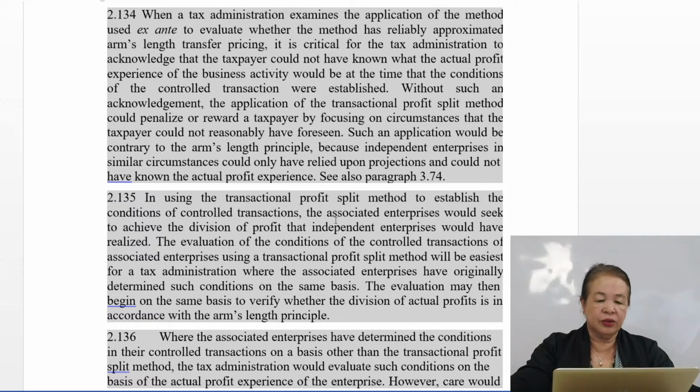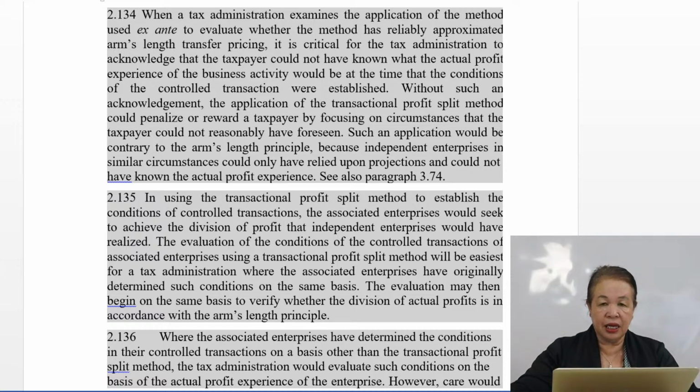3.74. No? So yung tax administration, kagaya dito ngayon sa Pilipinas, meron na tayo yung RAMO Bawandas 2019 wherein subject na po sa audit and investigation yung taxpayers with related party transactions, no? Okay. So ano yung titingnan natin? The arm's length transfer pricing, no? Okay. In using the transactional profit split method to establish the conditions of control transactions, the associated enterprises would seek to achieve the division of profit that independent enterprises would have realized.